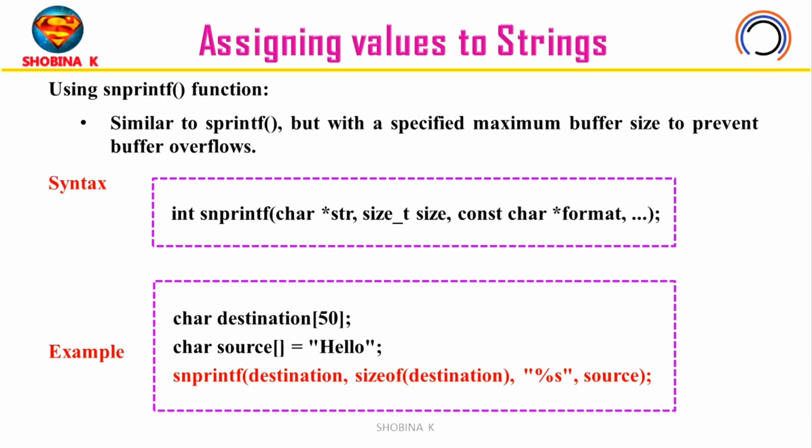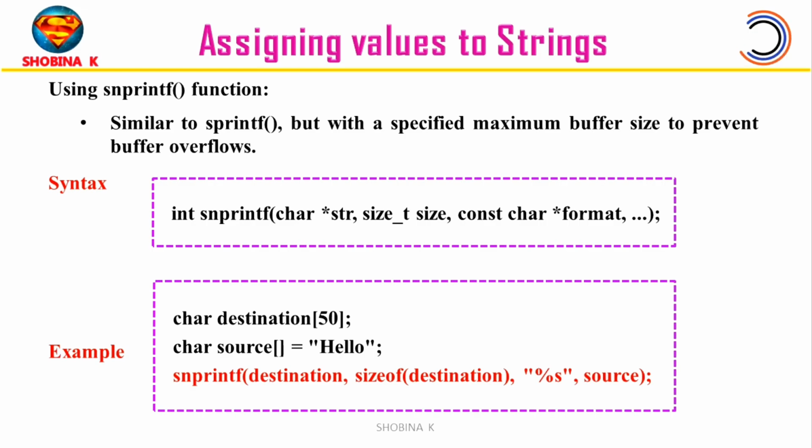And next method is snprintf function. In sprintf function, we write the formatted data into a string without considering the buffer size. So this can lead to the buffer overflow if the string size is too long for the buffer. Whereas in snprintf function, you can specify the maximum number of buffer, and this prevents the buffer overflow.